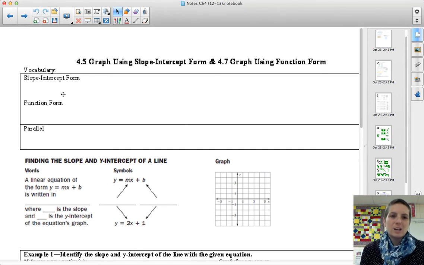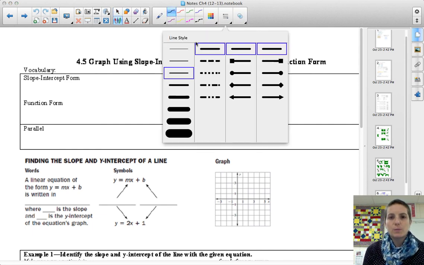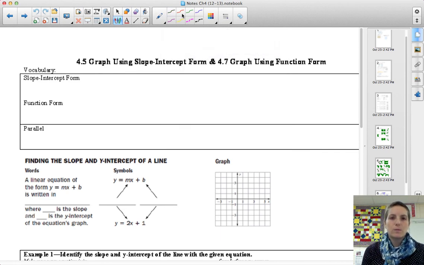Good morning. Let's go ahead and talk about section 4.5 today. Section 4.5 is over graphing using slope-intercept form. I'm pretty sure this is stuff that you've done before. Actually, I'm positive it's stuff that you've done before. But let's make sure that we review it and that we're all on the same page.